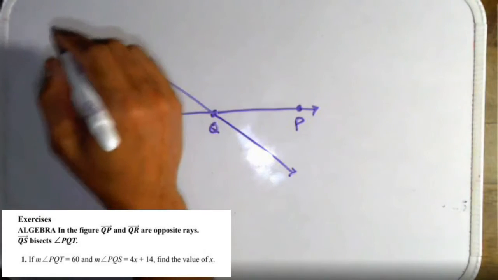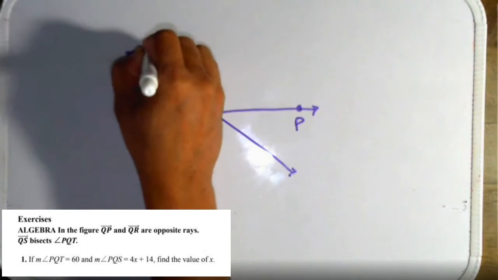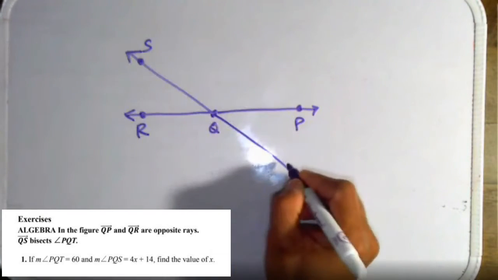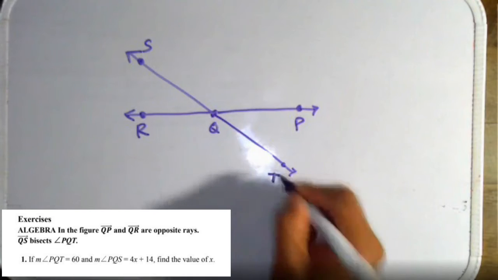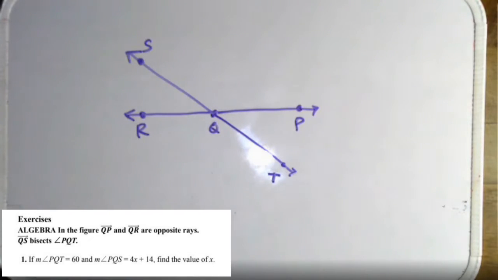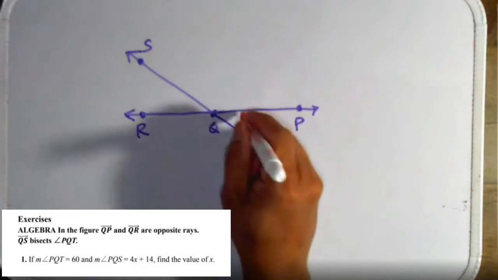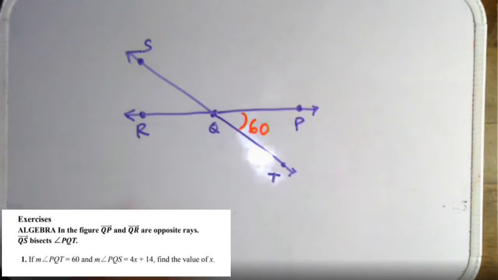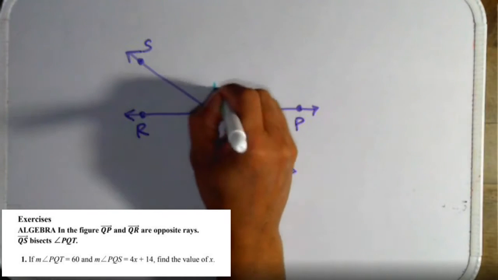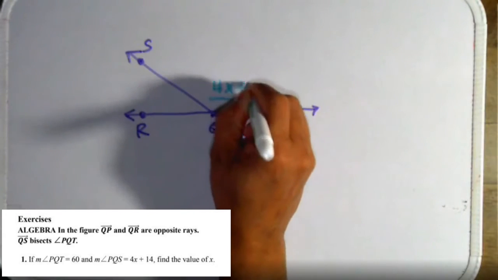This is going to be the QS, and this is going to be the T. It says angle PQT is 60 degrees, and angle PQS is 4x plus 14.